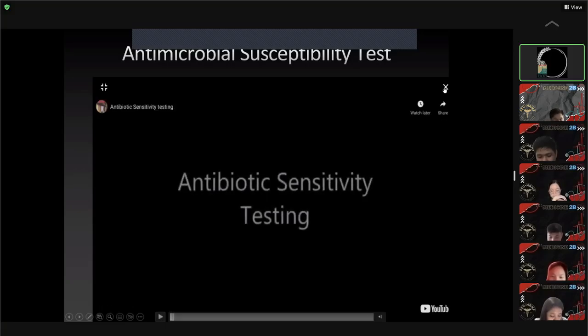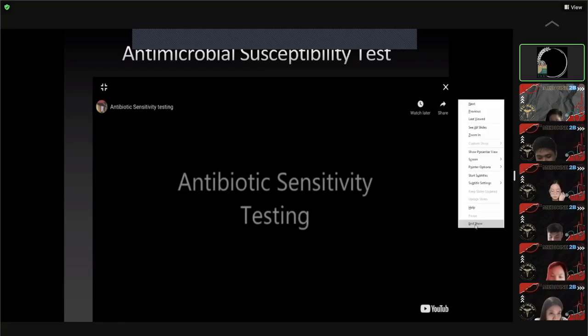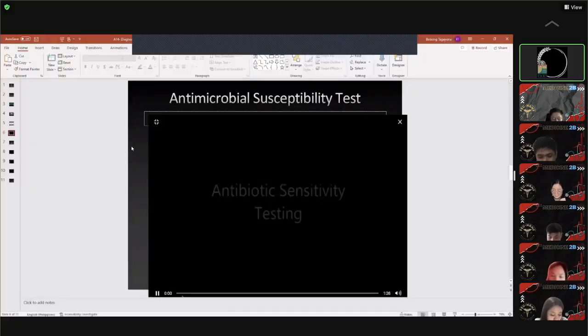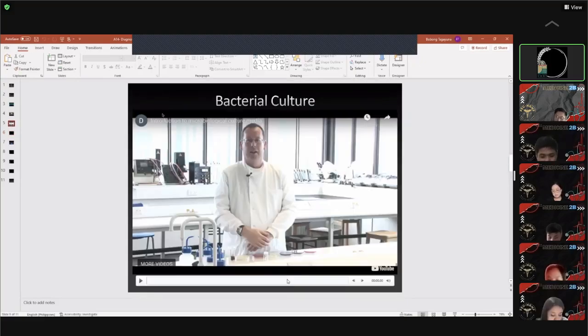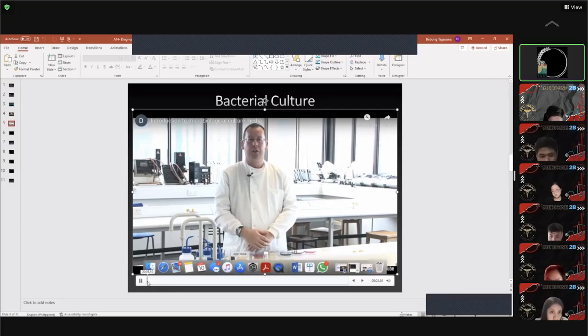Antibiotic synthesis. Microbiological culture.